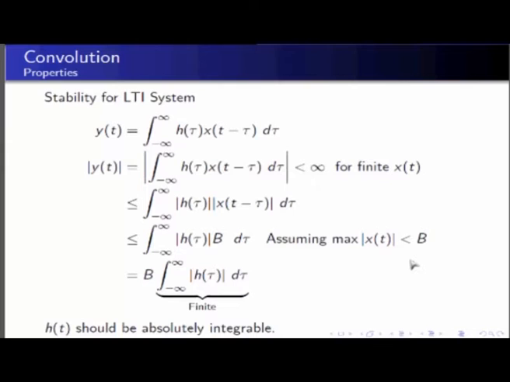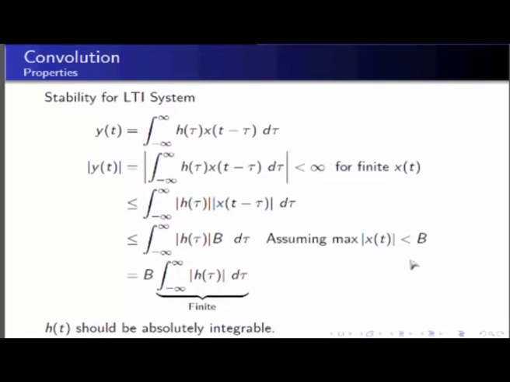What we can infer from h of t is whether the given system is stable or not. The slide shows the mathematical development of that, and I'll go over it shortly. All I'm saying is, given h of t, you can quickly infer whether it is stable or not.